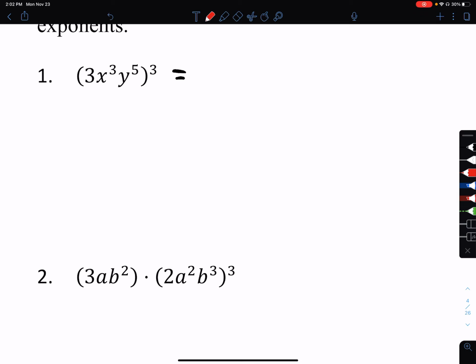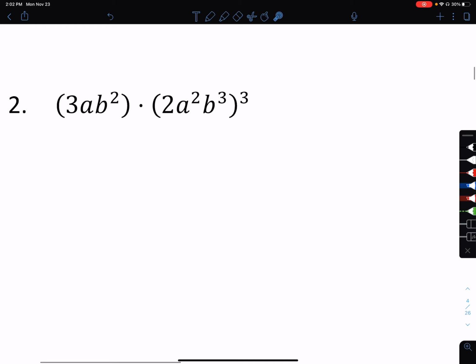First of all, I want to make sure it's clear that this 3 at the beginning is raised to the first. The power to a power property says that we're going to take each of these bases, and whatever exponent we currently have, we're going to multiply it by the exponent on the outside. So it's going to be 3 to the third times x, which is 3 times 3, 3 to the ninth. And then we have y to the fifth, 5 times 3, so we're going to have y to the 15th. 3 to the third is 3 times 3 times 3, which is 27. That's the best we could do for that.